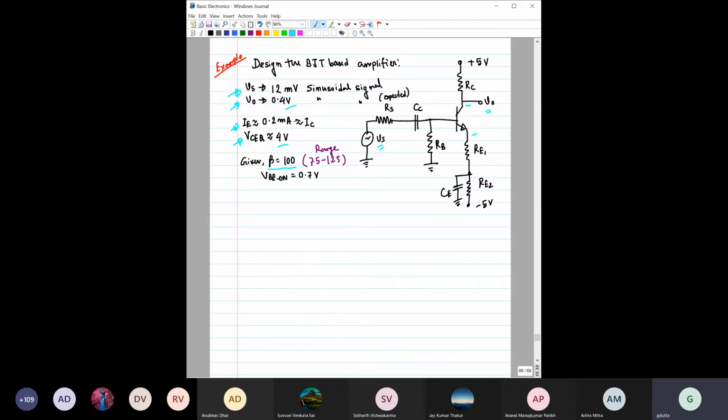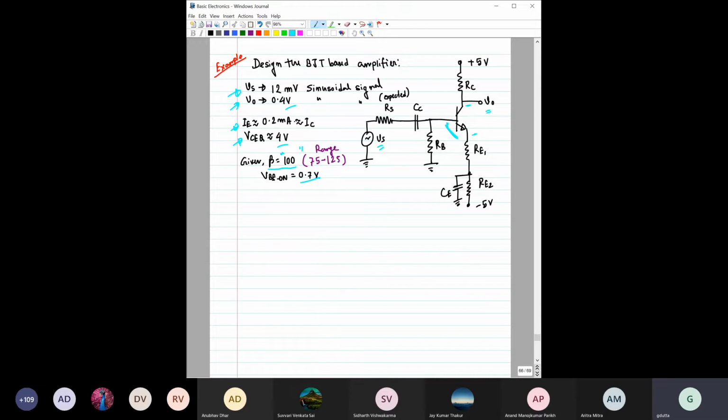So this voltage is expected to be around 4 volt. The beta value for this transistor is given as 100, but it is also mentioned that for this type of transistor, the beta value can change from 75 to 125, and V_BE(on) is given as 0.7 volt. So from here, you need to analyze the circuit and make a design, and find the primary required values of RC, RE, and these two resistances.